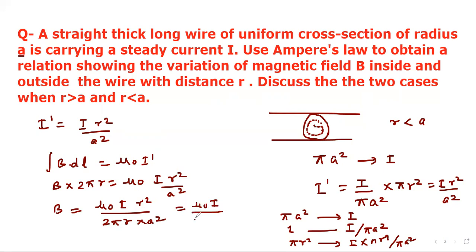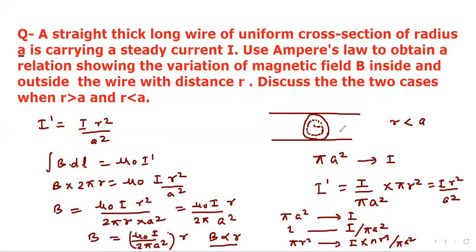Here one r will remain because this is a single r, this is r square, and then A square. So we can say that B equals mu naught I divided by 2 pi a square times r, and here the bracketed term is constant, so we can say that B is proportional to r. So when we take a loop inside, in that case the magnetic field is directly proportional to distance.